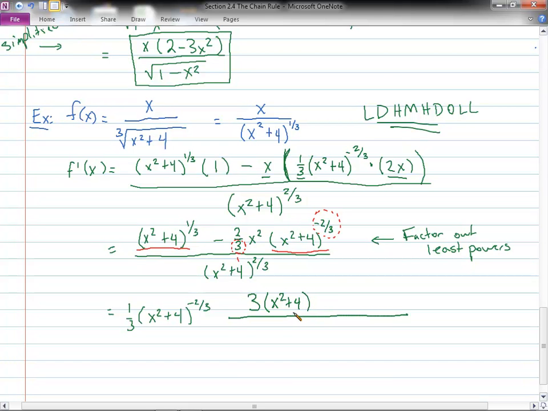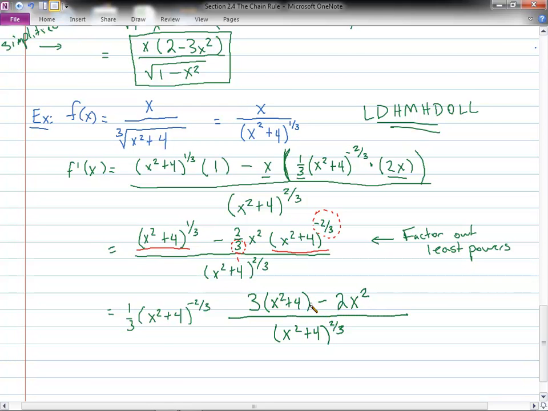Now, on the second term, we pulled out that 1/3. We're going to be left with a negative 2. That x squared is still there, and you factor that whole thing out so that all that's left there is a negative 2x squared. Denominators are the same. X squared plus 4 raised to the 2/3.